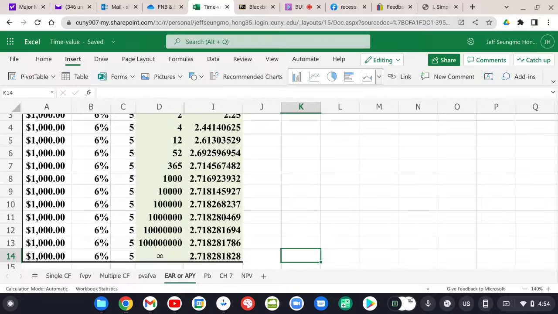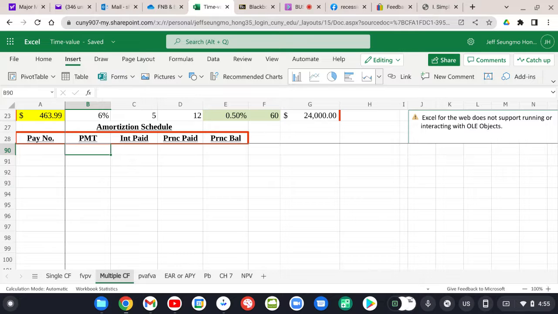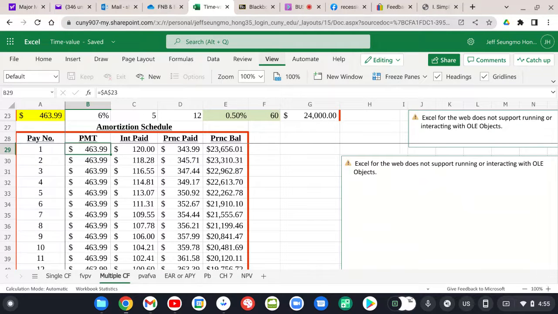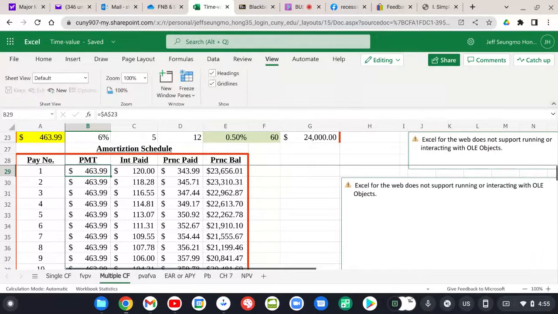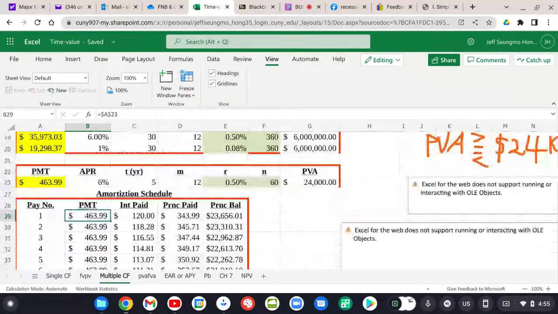So now you see the bottom tab here, multiple cash flow. Click that bottom tab, multiple cash flow, and then go all the way up. Oh no, it looks like I have a view. I'll have to unfreeze panes. Okay, I think now I can go on.